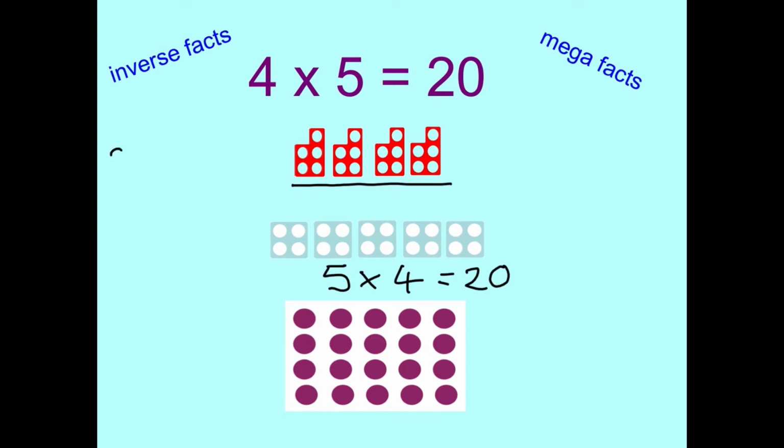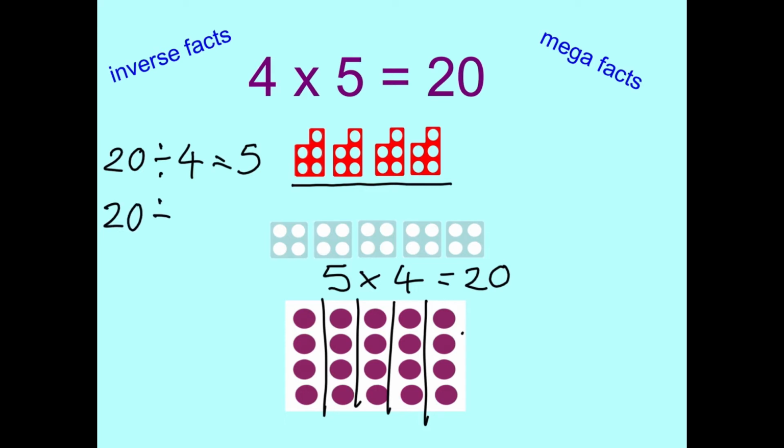So if you've got 20 and you're dividing it into 4s, let's see how many 4s we've got. There's 1 4, 2 4s, 3 4s, 4 4s, 5 4s. So 20 divided into 4s is 5. 20 divided into 5s, so there's 1 5, 2 5s, 3 5s, 4 5s equals 4. Let's see if we can make a bit bigger.